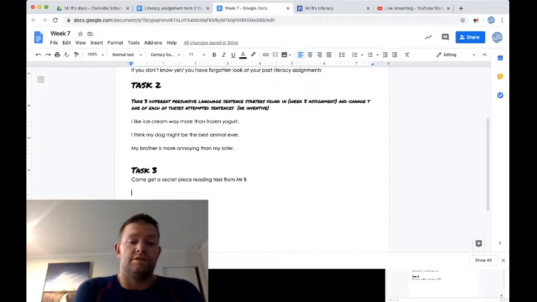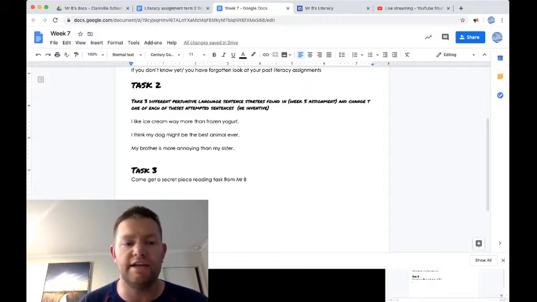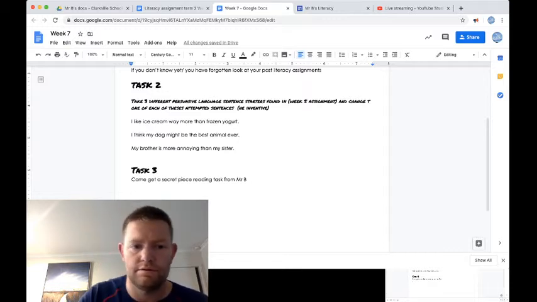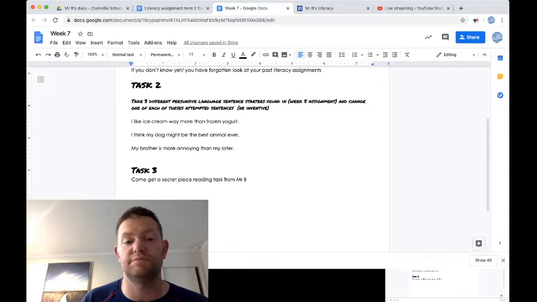task 2. Take 3 different persuasive language sentence starters found in week 5's assignment and change one of each of these sentence attempts.